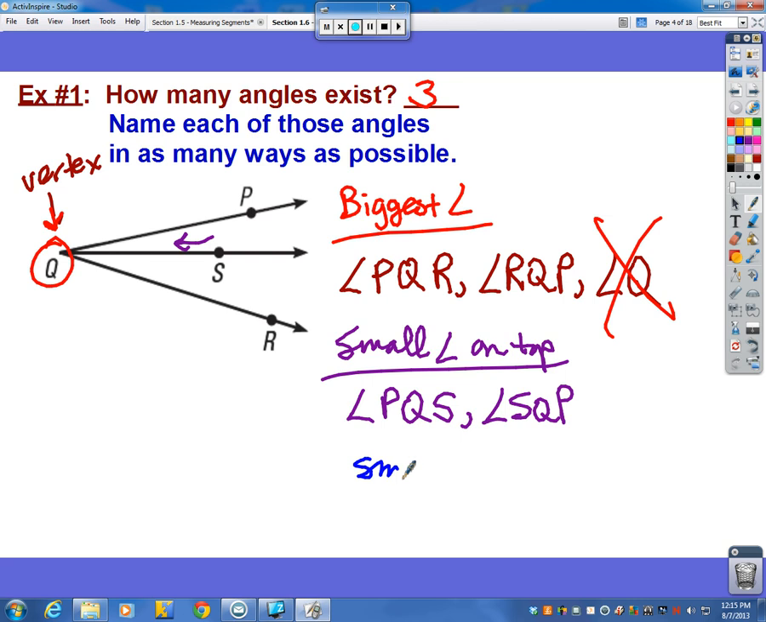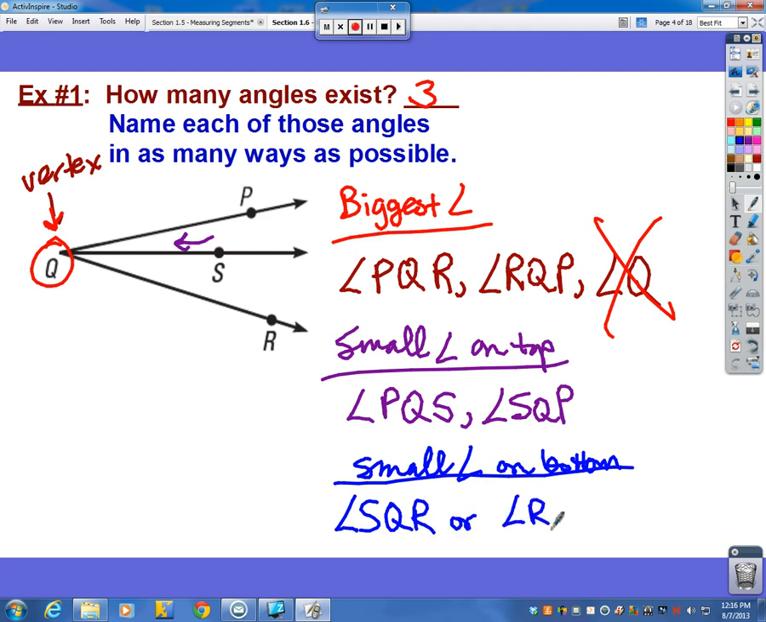And that's it. And then the small angle on the bottom. Again, Q is the vertex, so it's got to go in the middle. And then its 2 endpoints are the S and the R here. So we could say angle SQR, or angle, flip it around, RQS. So those are all the possible names. We could name any of those angles. Again, the single letter format doesn't work because there are multiple of those particular angle Qs.